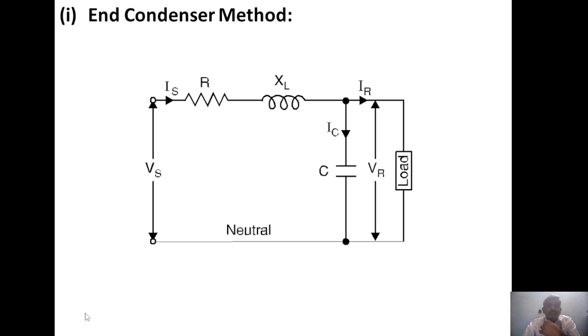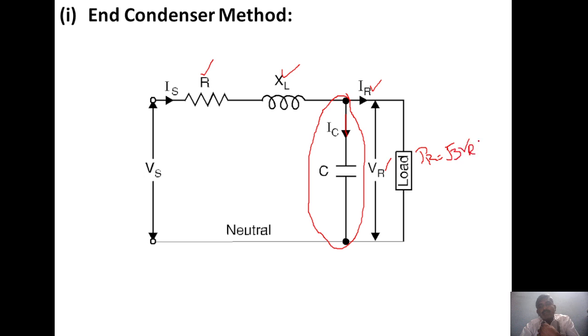Already I told you, in the end condenser method the capacitance value will be lumped at the end of the transmission line. Look at here, where R is the total line resistance and XL is the total line inductive reactance. The capacitance value is lumped at the end of the line. Assume the charging current is IC. At the receiving end, the voltage will be VR and the current will be IR. The total three phase power PR equals root 3 into VR IR cos phi R, which is the total load value.